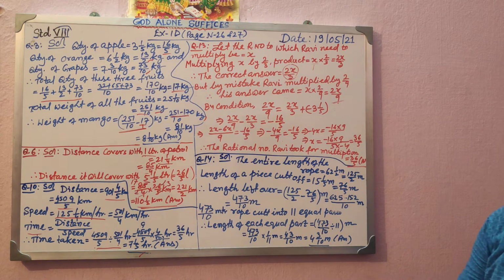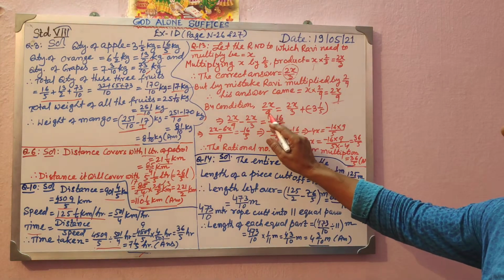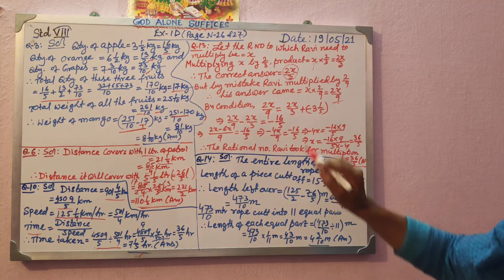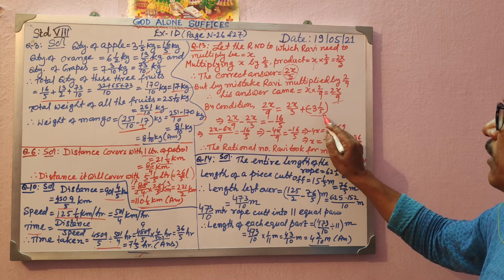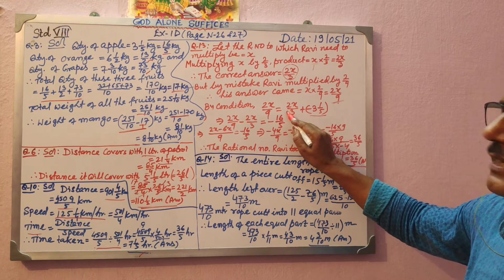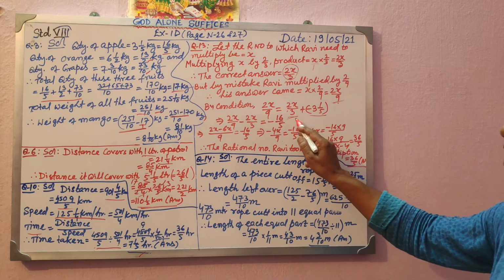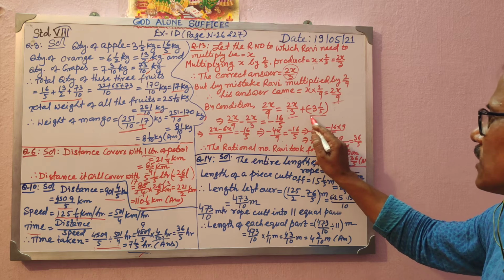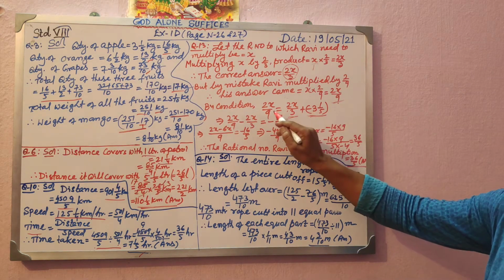What is the condition given to you? By condition, with 2 by 9, his answer will be minus 3 whole 1 by 5 more than the correct answer. The correct answer is this, 2x by 3. So 2x by 3 plus, this is more. More means plus, you know that. So this will be his answer.